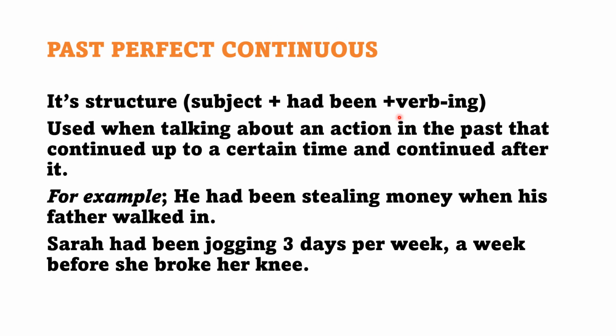Then the past perfect continuous, structured with a subject plus had been plus verb-ing, used when talking about an action in the past that continued up to a certain time and continued after it. For example, he had been stealing money when his father walked in. Another example is, Sarah had been jogging 3 days per week, a week before she broke her knee.